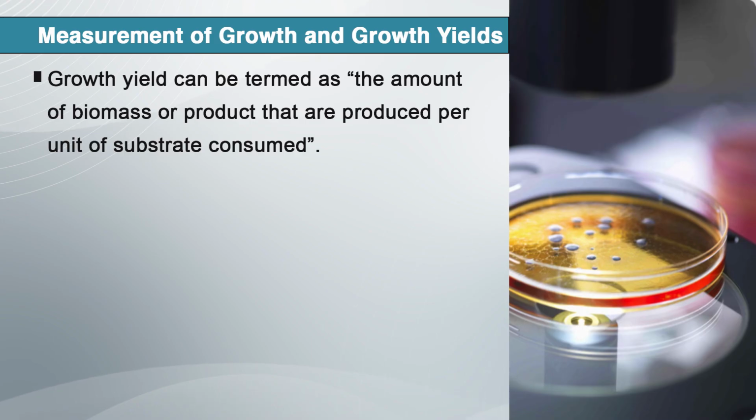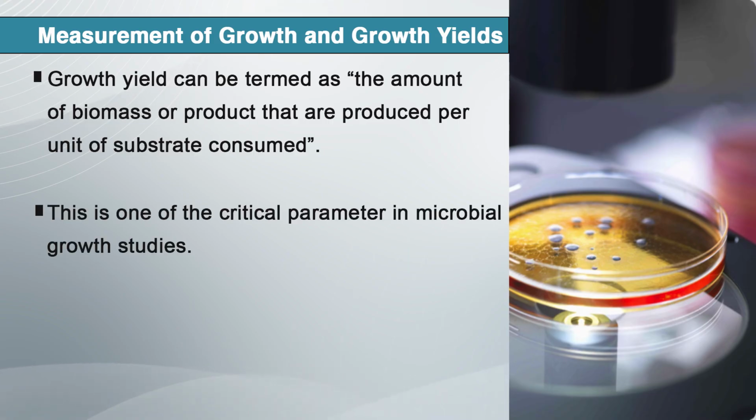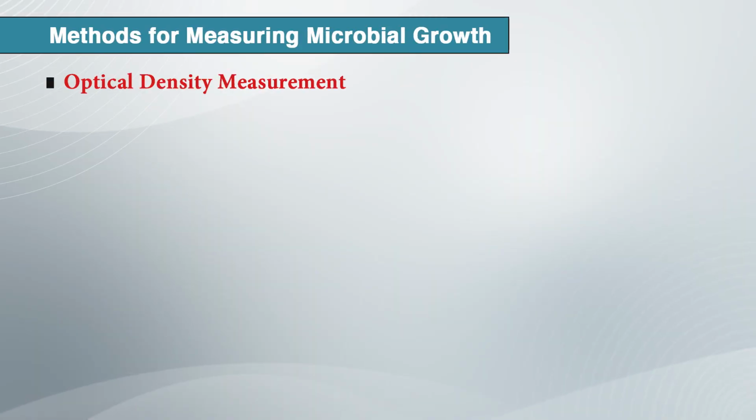Growth yield can be termed as the amount of biomass or product that is produced per unit of substrate consumed. So, this is one of the critical parameters in the microbial studies. So, the measurement of microbial growth, the choice depends on the specific objective of the study, the characteristics of the microorganism being analyzed and the available resources. So, microbial growth can be determined and quantified by various methodologies.